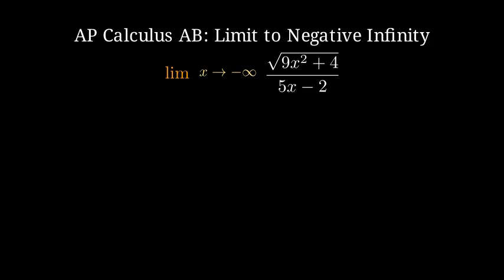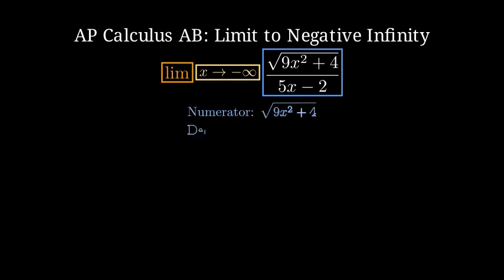First, we will read the limit symbol. Then we will read x approaches negative infinity. Then we will read the fraction, including the numerator and denominator. Now, let's read the fraction slowly. The numerator is the square root of 9x squared plus 4. The denominator is 5x minus 2.